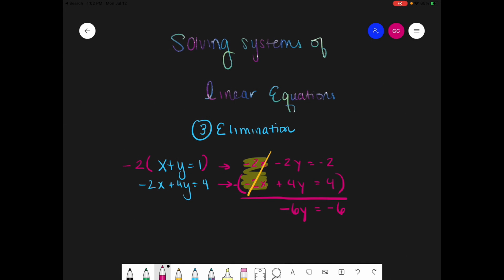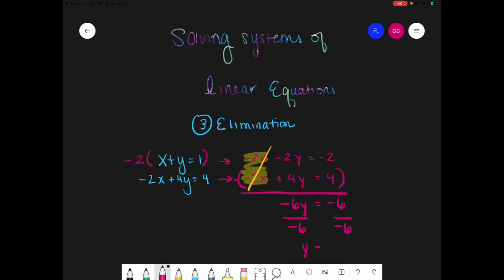Alright, and that'll tell us, once we divide through by a -6 here, and on the other side, we see that y is equal to 1, just as we had in our last set of videos on solving by graphing and solving by substitution. So we can go ahead and plug this back into our equation.